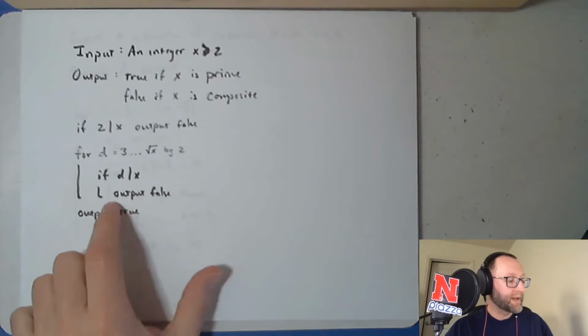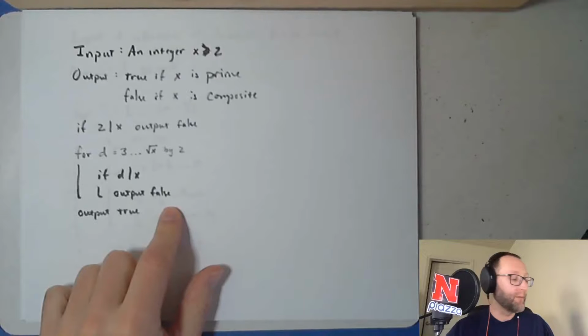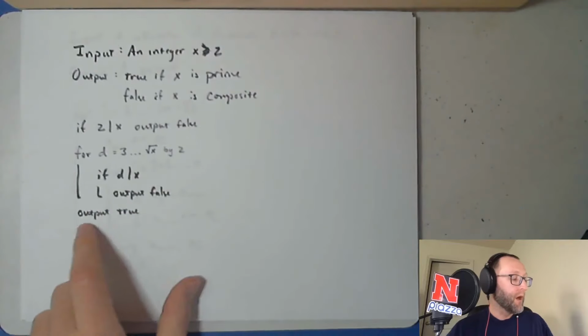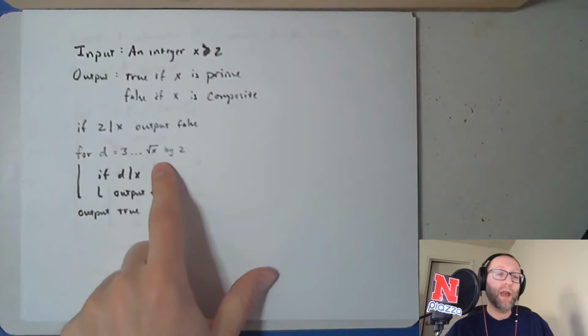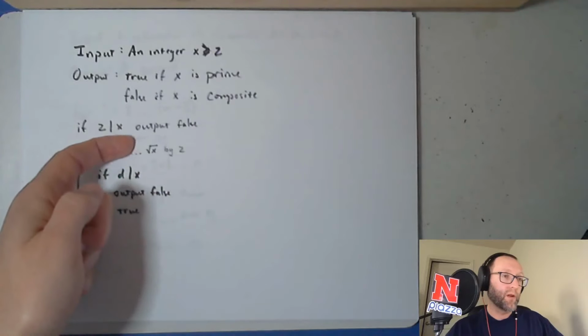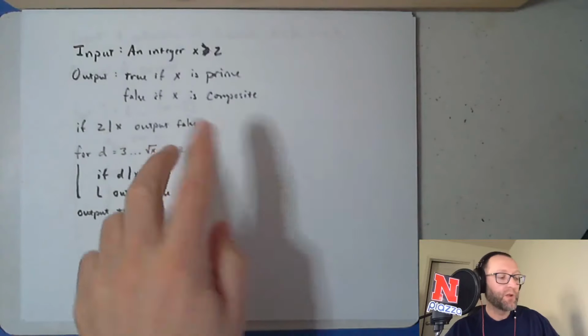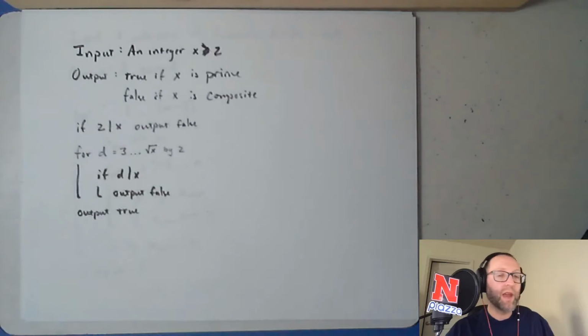If d divides x, then of course output false, because it's not prime, because I found a number greater than or equal to 2 that divides it. Otherwise, if I get through this entire thing, and I only have to go up to the square root of x here, by the way, because if there's a divisor that's less than the square root of x, then there's a corresponding divisor that's greater than the square root of x, and those actually match each other. And so I'd only have to go up to the square root of x here. I don't have to go any further.